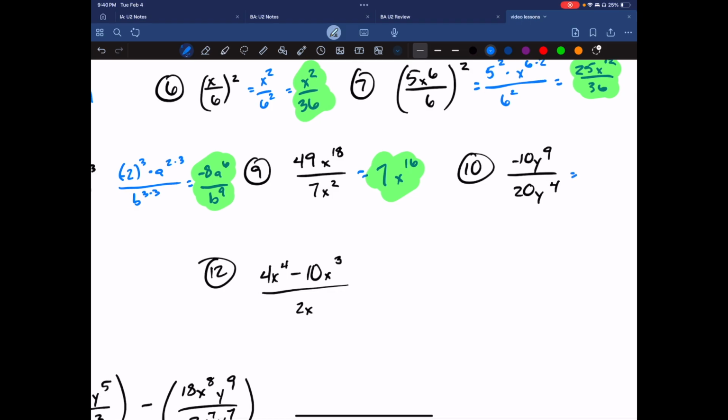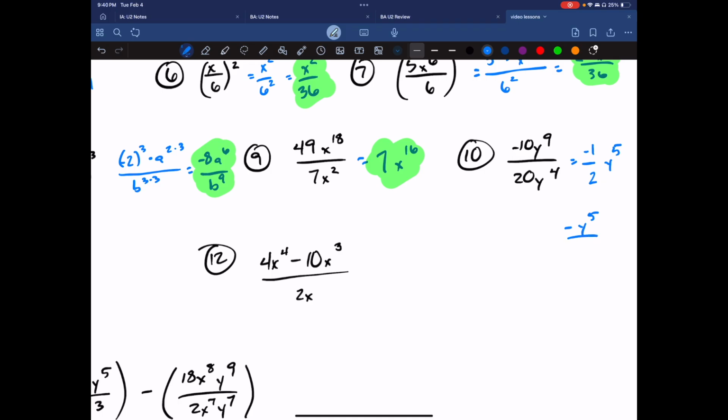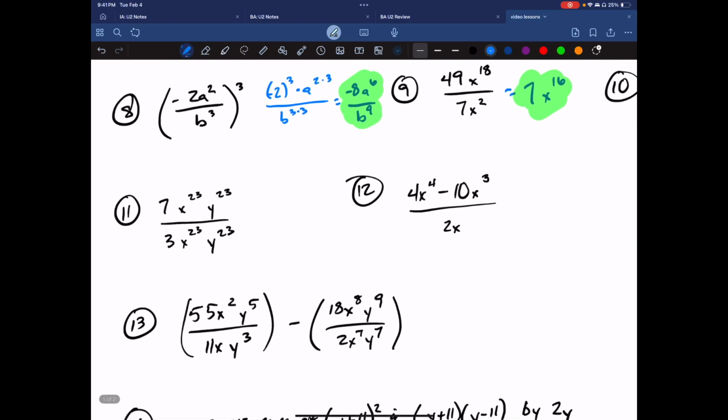All right. Same thing on number 10. Negative 10 divided by 20, that's going to be negative 1 over 2. All right. And then y, 9 minus 4 is 5. So I could do one of two things. I could write it like this, where the negative 1/2 is separate from the y to the 5th, because y to the 5th is technically in the numerator, or you could write it negative y to the 5th over 2. Both of these are the same. Both of these work. You'll see them written differently in different answers, but they're both the same. Just so you know.